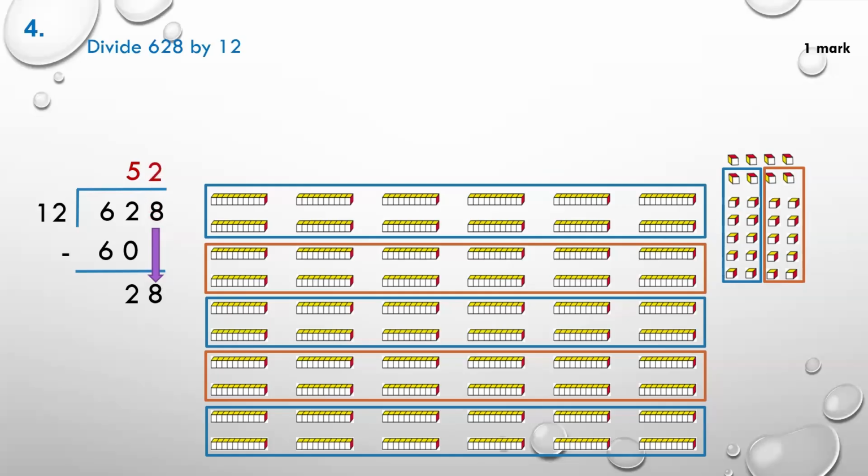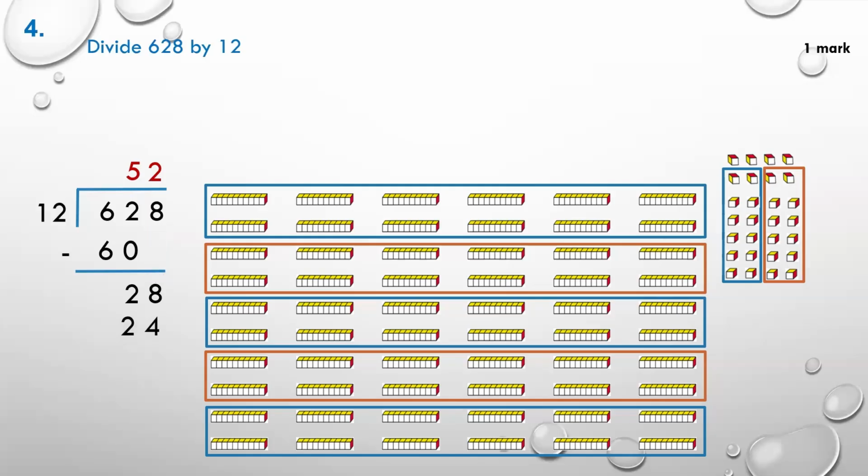So our quotient says that we got 52. 5 groups of tens and 2 groups of ones. So we have 52 of those. So we have 12, right? And another 12, which means that we used up 24.